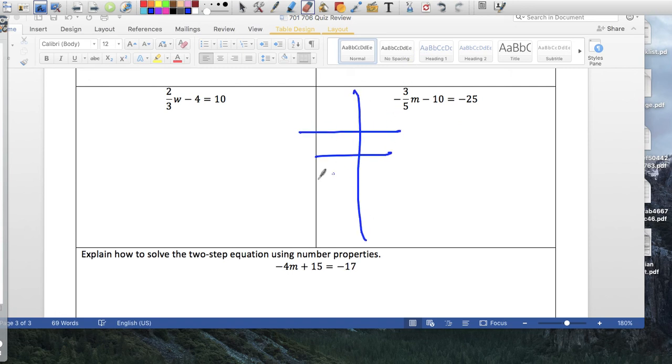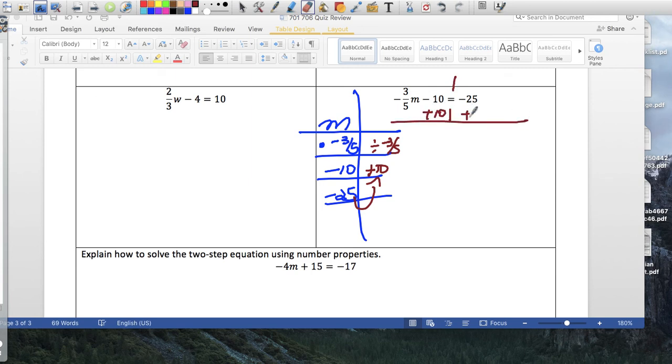Okay, it's almost the same problem, but deals with negatives. So I have a variable m, which is being multiplied by negative 3 fifths. Minus 10 equals negative 25. Inverse operations would be plus 10 on both sides, and then divide by negative 3 fifths. So let's see what that looks like. First thing, plus 10, plus 10. So these two go out, and I'm left over with negative 3/5 m. Negative 25 plus 10 is negative 15.